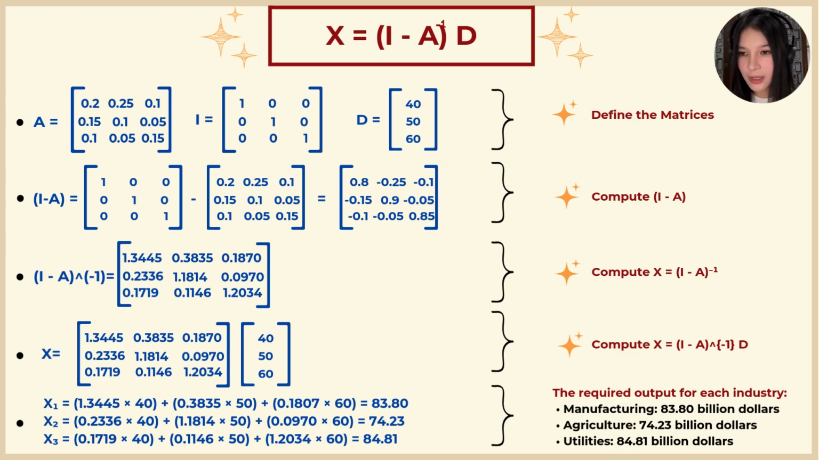Therefore, the manufacturing sector needs to produce approximately $83.80 billion, the agriculture sector needs $74.23 billion, and the utilities sector needs $84.81 billion. And this is the final output level needed for each sector to meet both production needs and consumer demand in the three-sector economy.